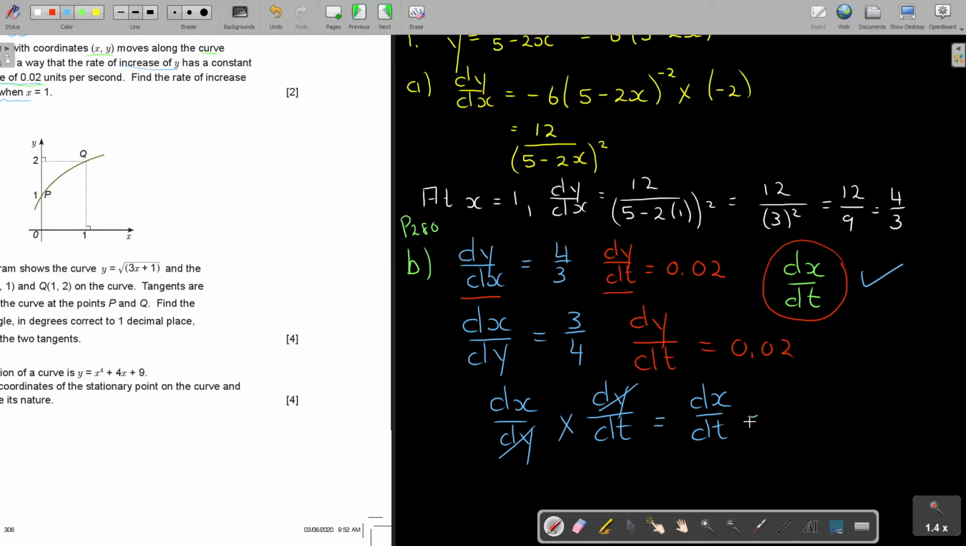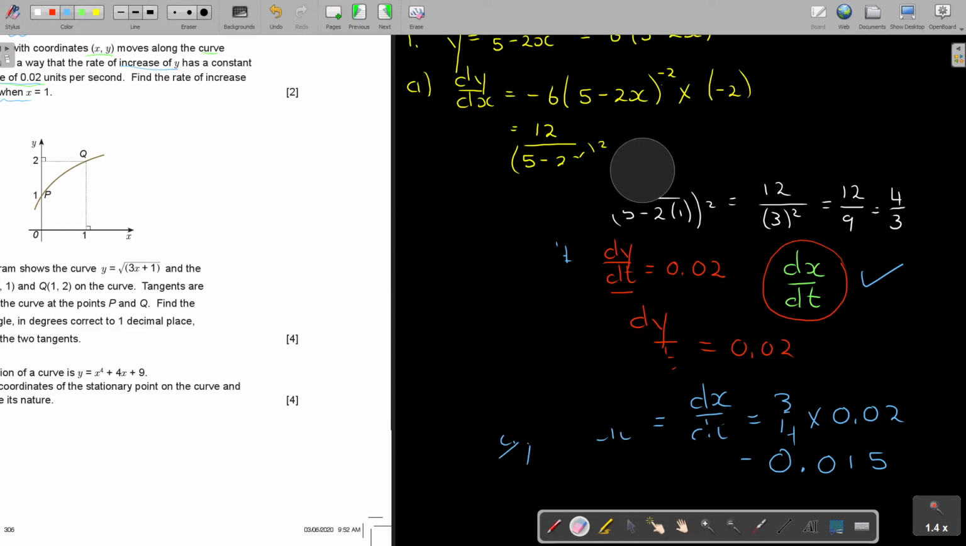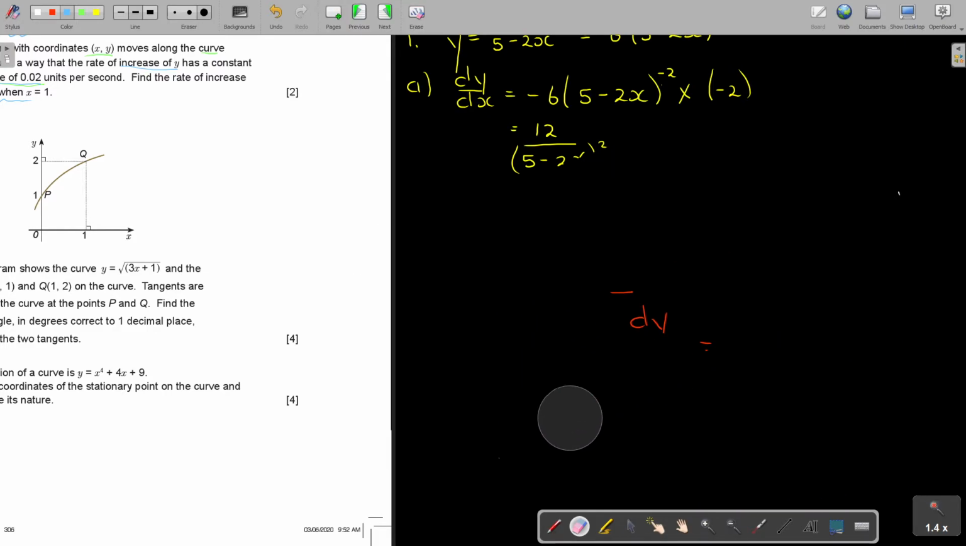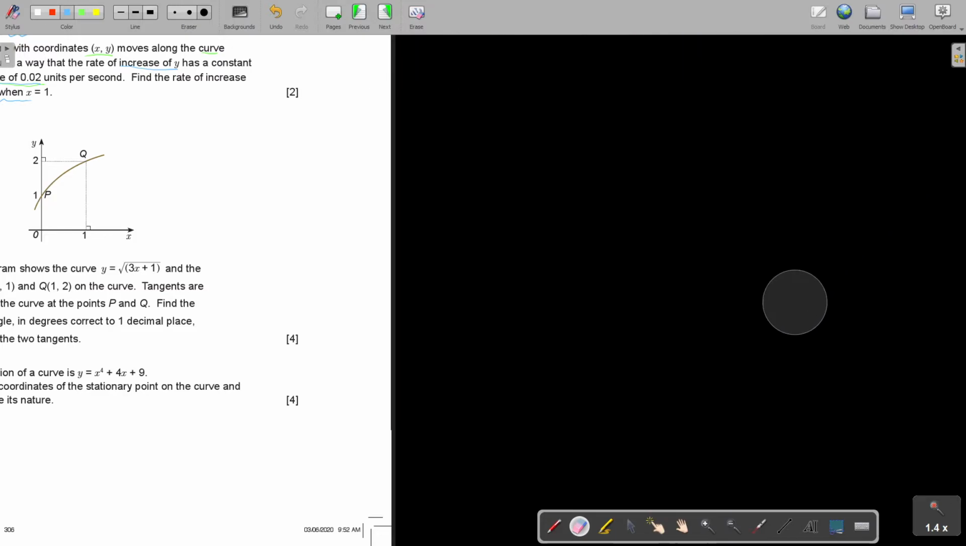So basically, I must just take this. After I turn it around, the 3/4, this is what it is there, and I multiply it with the 0.02. And if I do that, I get 0.015, and that's dx over dt. Okay, and that's the way you do it. Okay, let's just go on. That was number 1. Let's just make it a bit bigger so we can see better. Okay, let's go to number 2.